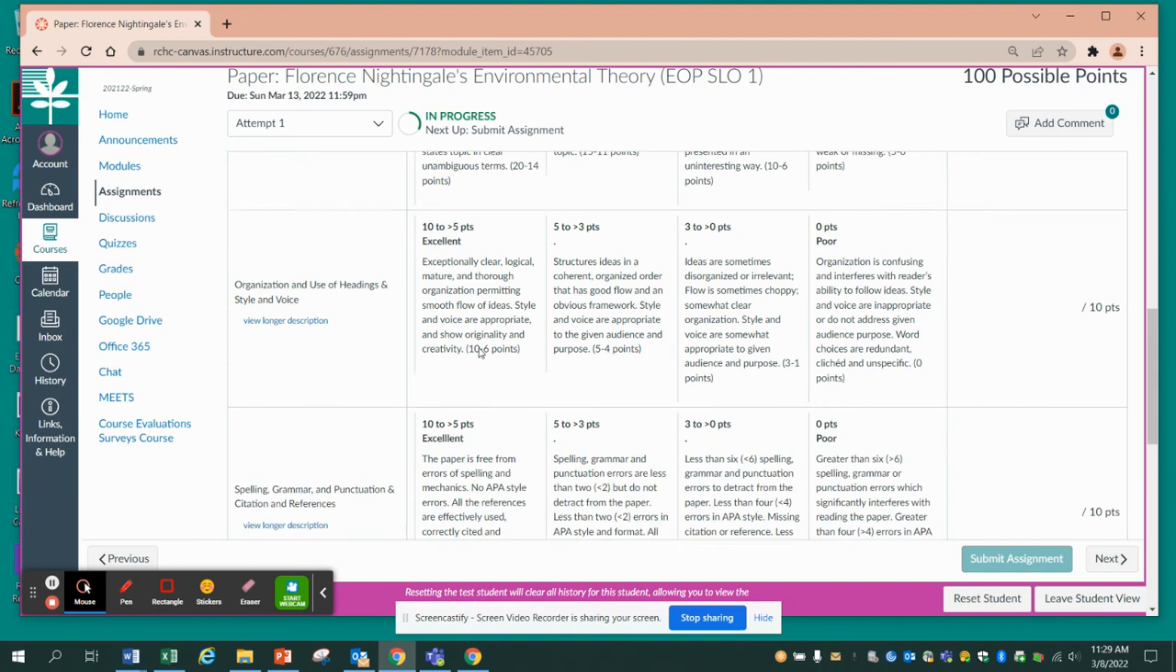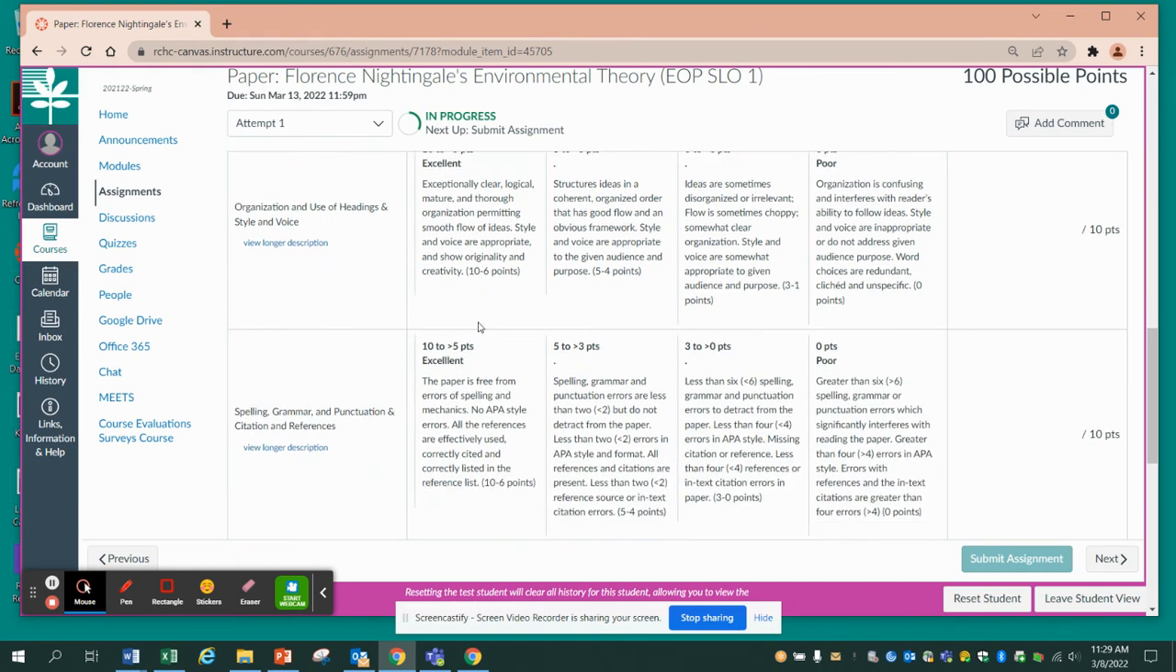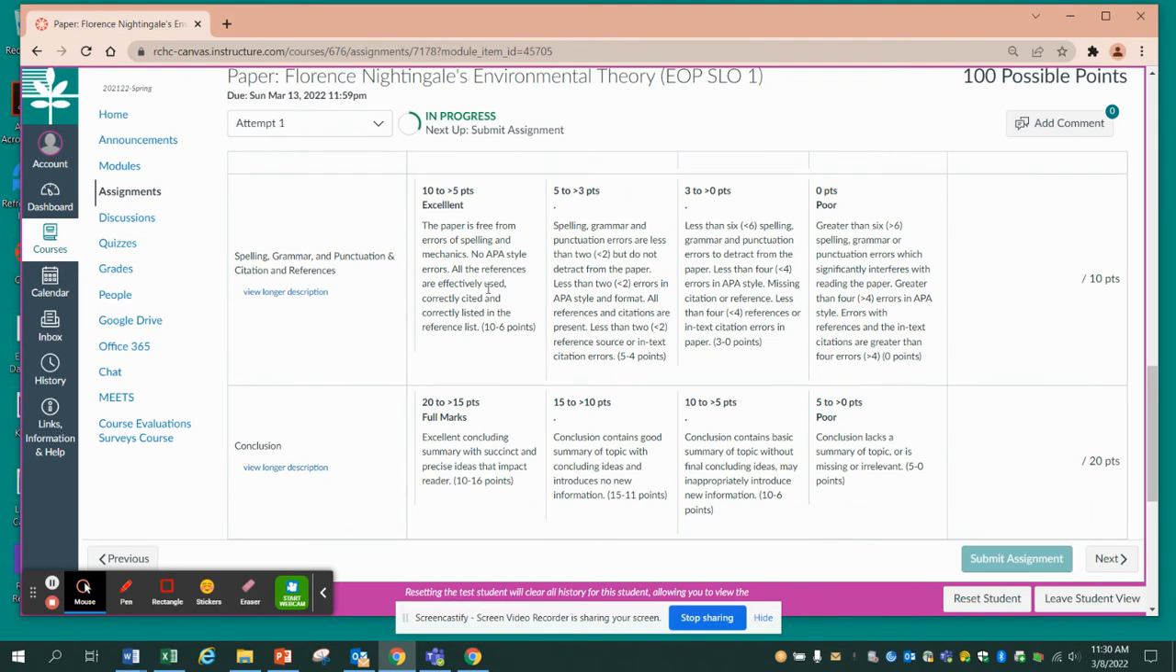The next thing is organization and the use of headings. So how does your paper flow? How do you have those headings of your paper set so that there is a nice flow of your ideas? They move from one idea to the next with very little breakage, so to speak. That's worth 10 points.